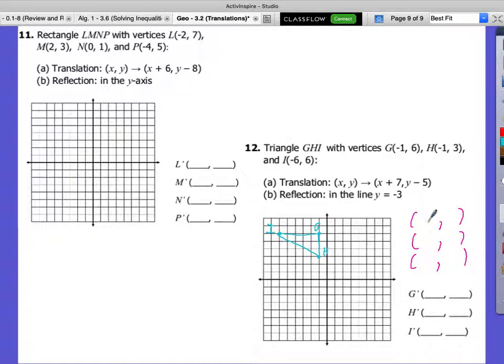So negative 1 plus 7 is 6. Negative 1 plus 7 is 6 again. And negative 6 plus 7 is 1. And then 6 minus 5 is 1. 3 minus 5 is negative 2. And 6 minus 5 is 1.